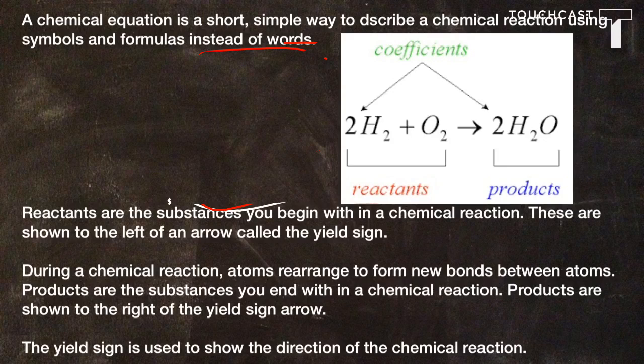Reactants are the substances you begin with in a chemical reaction, which you see here I've circled in orange. These are shown to the left of the arrow called the yield sign. During a chemical reaction, atoms rearrange to form new bonds between the atoms, and these are products. These are the substances you end up with in a chemical reaction. Products are shown to the right of the yield sign arrow. The yield sign arrow is used to show the direction of the chemical reaction, which you can see here.